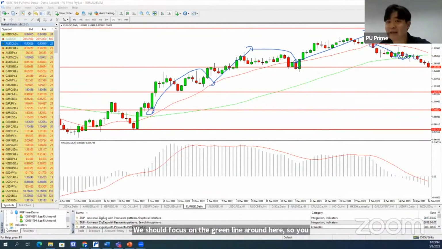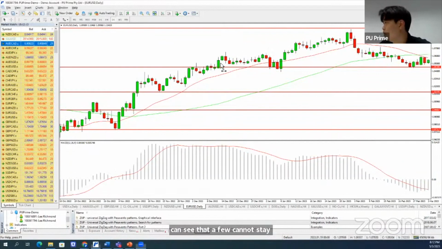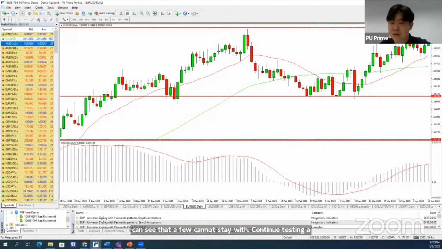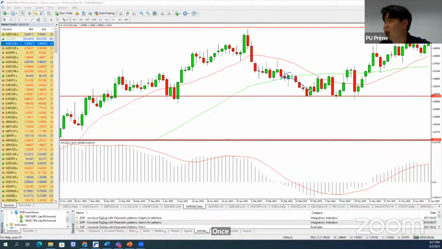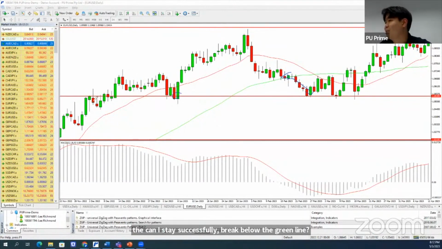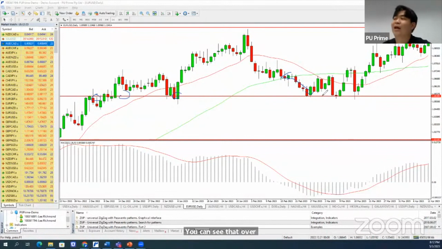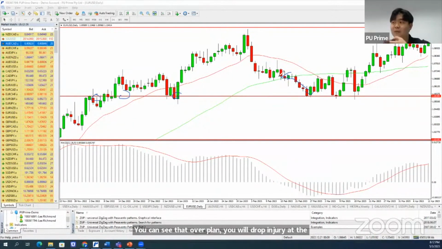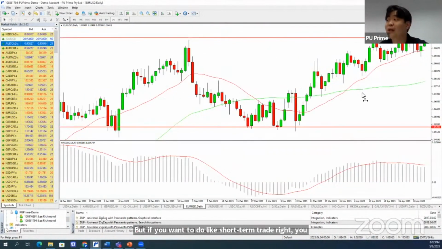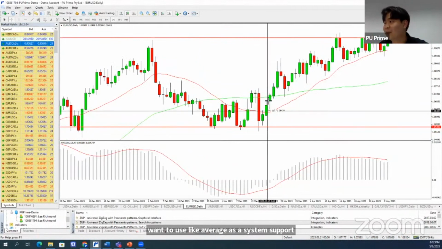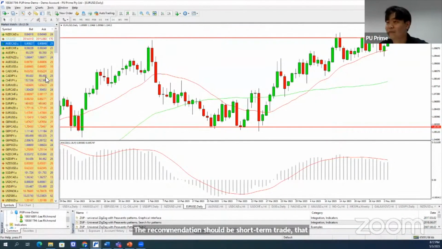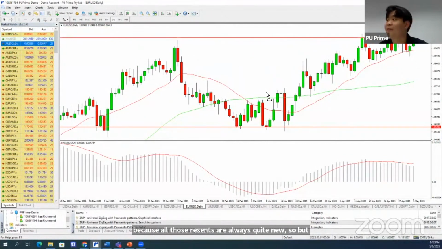And once the candlestick successfully breaks below the green line, you can see that the overall trend will drop. And it drops until where? The previous support level. So this is how we identify it. But if you want to do short-term trades and use the moving average as resistance and support, the recommendation should be short-term trades because all those resistance and support levels are quite near. But for the long-term trend, maybe you can focus on the crossover, the trend reversal.